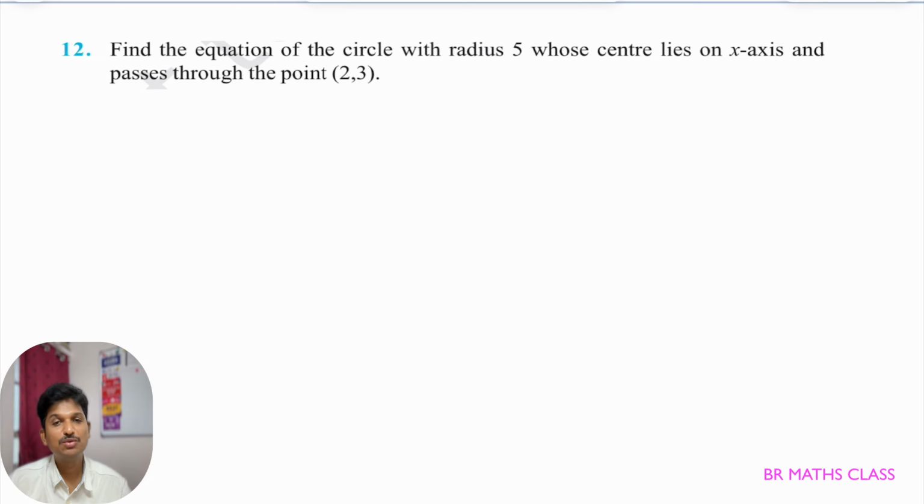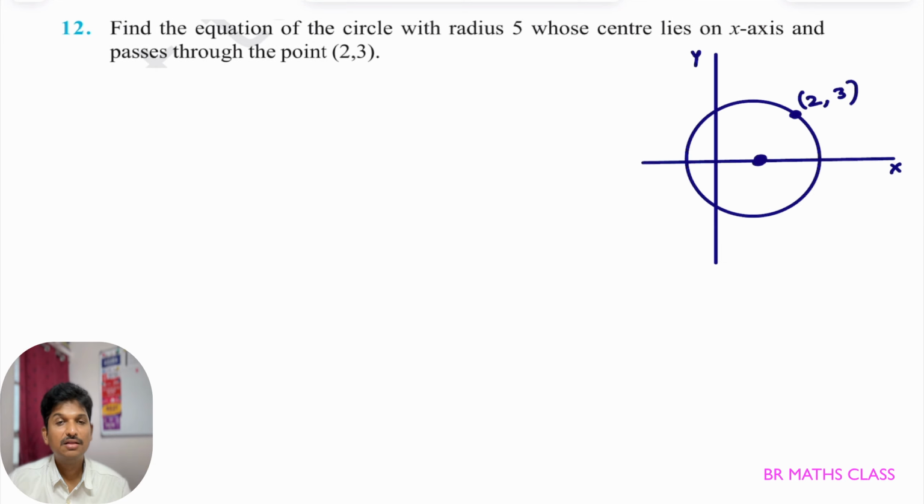To understand this question more clearly, I'll draw the diagram so that you can understand it very easily. This is just a rough diagram to understand the given data. This circle's radius is 5, so this length is 5 units, and the center lies on the x-axis. It's not exactly the same diagram, just a way to explain the question. The center lies on the x-axis and the circle passes through the point (2, 3).